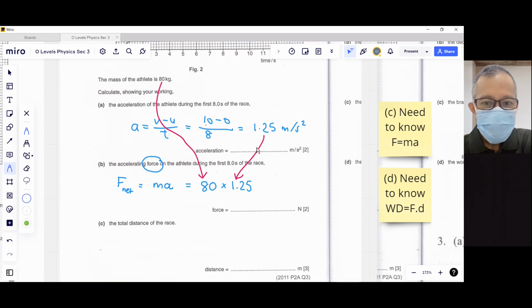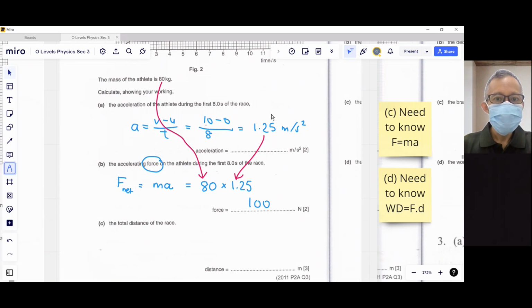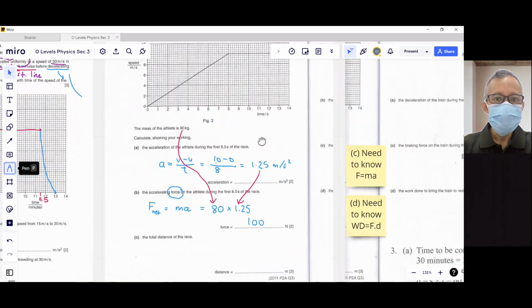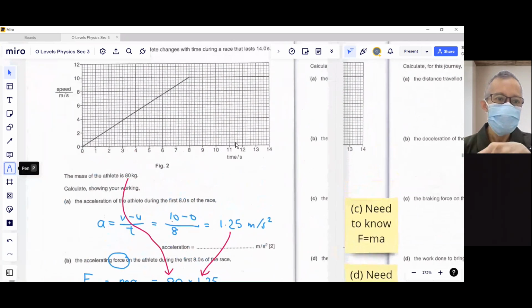What do you get? Good. Okay, 100 newtons. Now, part C. Part C is total distance. So what should you do, Devan? I'm trying. The area is... Yes. All right, so it's not exactly a square, it's a rectangle, but you get the idea.